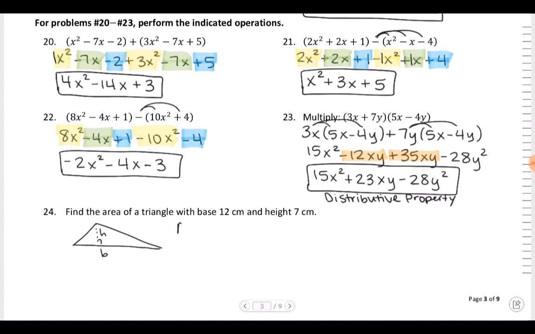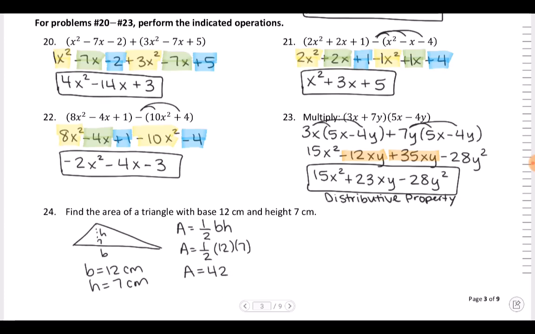So it says to find the area of a triangle with base 12 and height 7. Now the formula for area of a triangle is 1/2 base times height. And so they're telling me that the base is 12 centimeters and the height is 7 centimeters. So I'm just going to plug that into my formula here. 1/2 times 12 times 7. And when I solve that, I should get 42, it looks like.